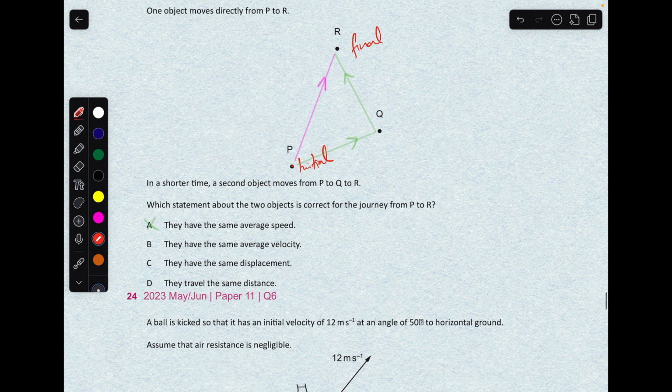They have the same average speed? No, average speed is total distance over total time. They have different total distances. They have different total times.